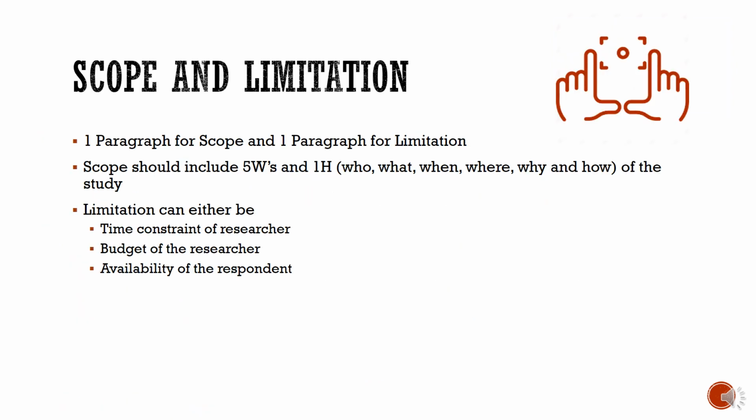For your scope and limitation, when you write it down, there should be one paragraph for scope and one paragraph for limitation. So for the scope, it should include the 5 W's. The who, what, when, where, why, and how of the study. Okay. The limitation could either be time constraint of the researcher, the budget of the researcher, and the availability of the respondent. Because sometimes not all the time will your respondent be available for you to interview them. So that is a limitation on your part.